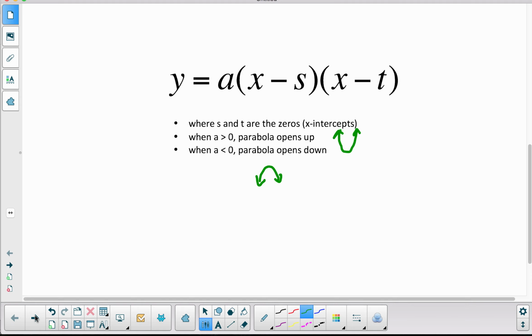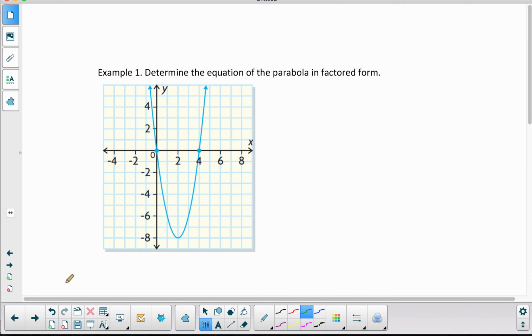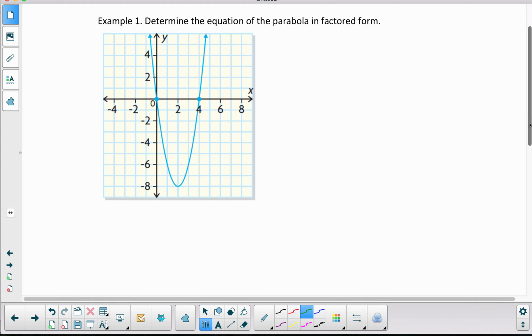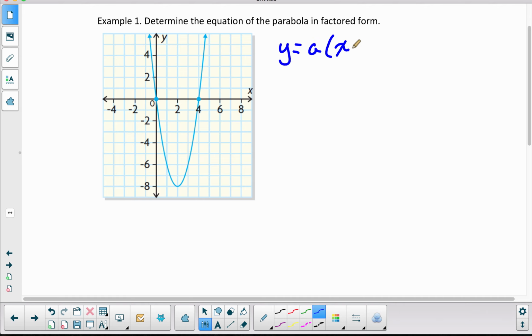Okay, so let's put this to use. We're going to use this to determine the equation of a parabola. So here's our parabola here. When we want to determine the equation of the parabola, we start with the general factored form, which is y equals a, x minus s, x minus t. All right, so if we can fill in the a, the s, and the t, then we'll have ourselves a quadratic relation.